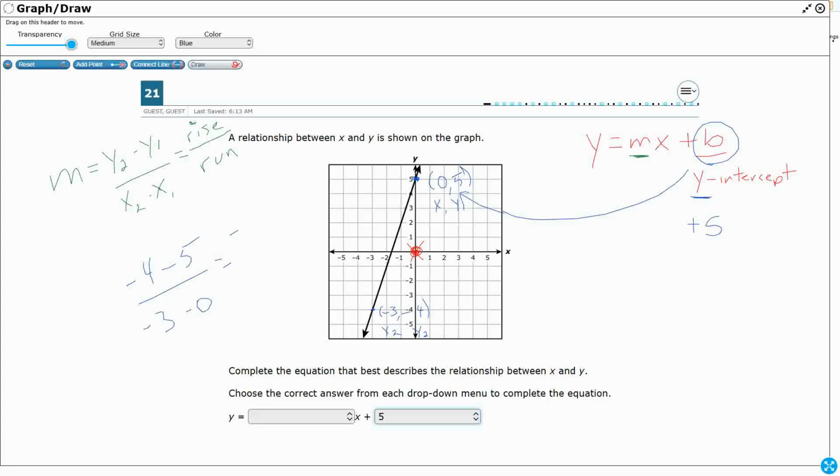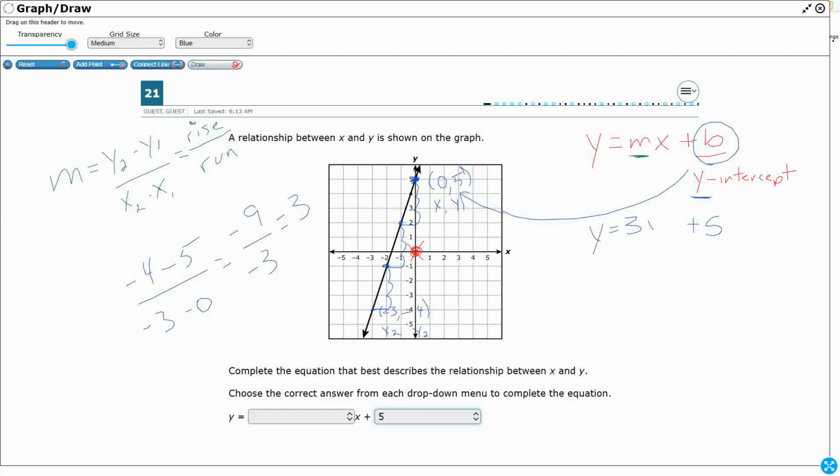So what do I have? -9 over -3. So that ends up with a positive 3. The two negatives cancel. So that means that every time I go over 1, I go up 1, 2, 3. That makes sense. I go over 1, I go up 1, 2, 3. Go over 1, I go up 1, 2, 3. So that means that our slope is going to be 3.